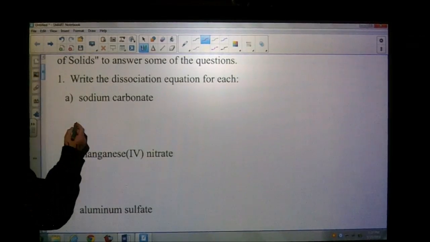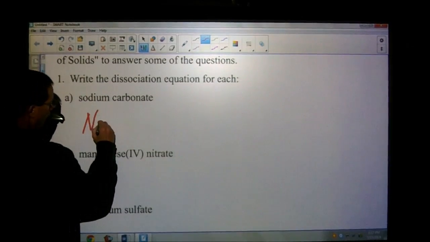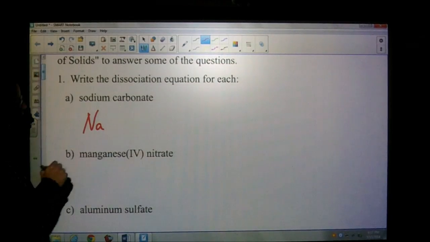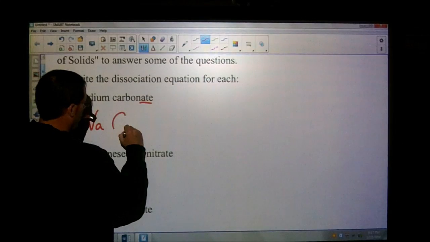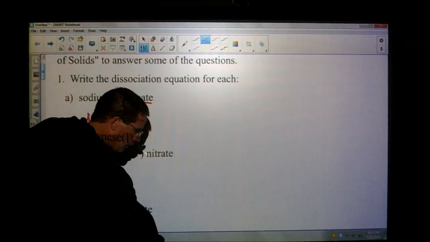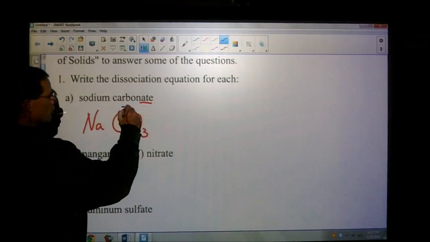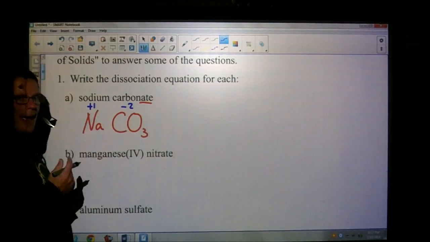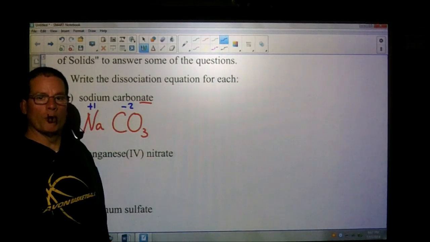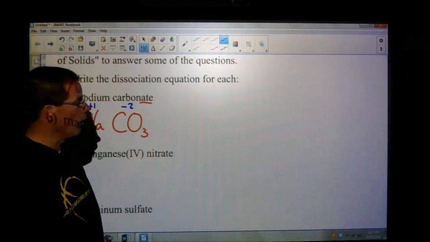So A, sodium carbonate. Be sure that you actually write out the sodium. Carbonate, if it ends in ATE, that means that you have a polyatomic: CO3 with a -2 charge, so make sure that you actually have those charges. So sodium has a +1 charge. How do you know that? You look on your periodic table. Utilize your periodic table. It's going to really help you.